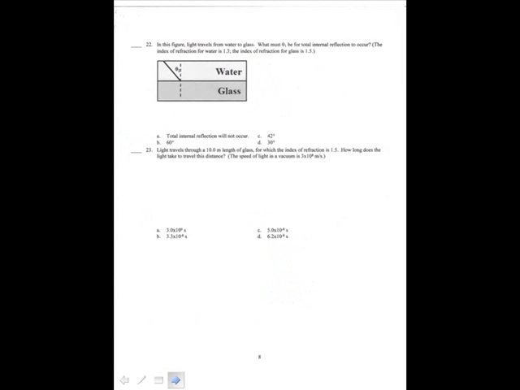In this figure, light travels from water to glass. What must theta 2 be for the total internal reflection to occur? I remember total internal reflection occurs when this angle is 90 degrees. But if I'm moving from a low index to a high index, my ray is actually going to bend towards the normal, so total internal reflection will not occur. Now, if you just want to calculate this to see, you can say that 1 sine theta 1 equals 1.5 sine of 90, which is 1. And then theta 1 is the inverse sine of 1.5 over 1, which gives you an error when you try to do it in your calculator.